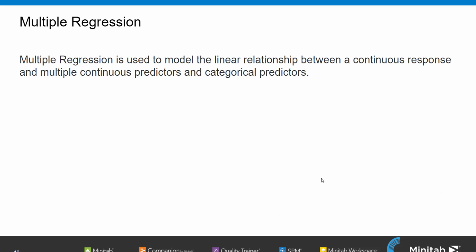But today we are going to focus on multiple regression. Now explaining it to you again, multiple regression is used to model the relationship between a continuous response and multiple continuous predictors and categorical predictors.